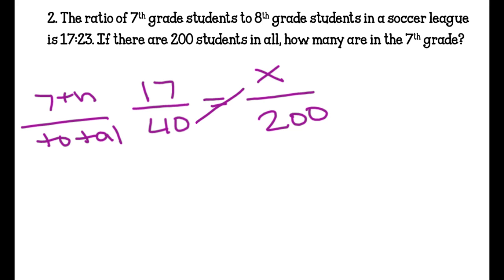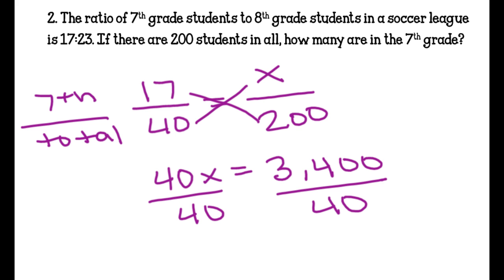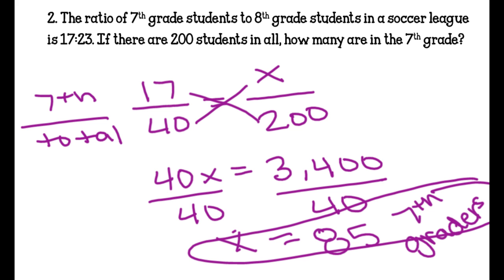So we take 40 times x, it's 40x, and 17 times 200, which is 3,400. And then I divide by 40. And when I divide by 40, I get x equals 85. And we were talking about 7th graders, so it's 85 7th graders. And I circle it, and that's my answer.